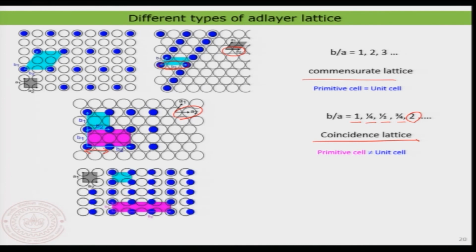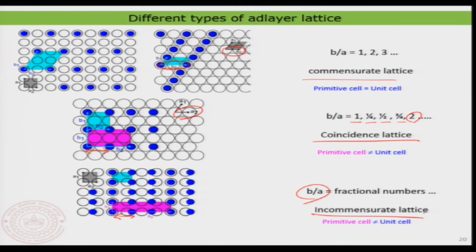Or if that is absolutely not possible, if this distance is a fractional number with respect to that of the surface lattice, then you would basically call it an incommensurate lattice.